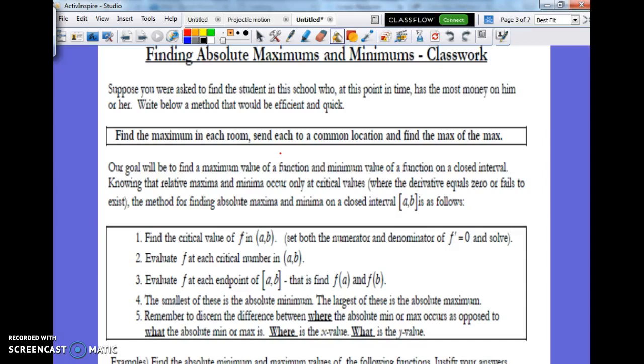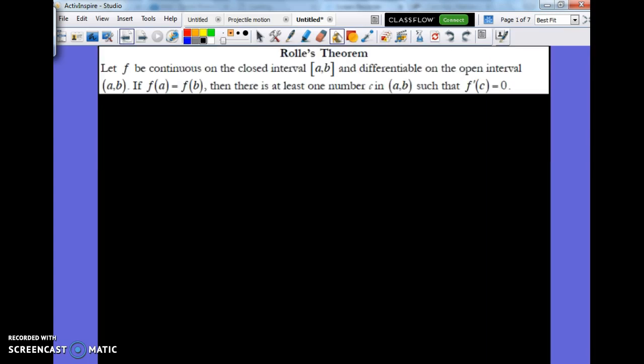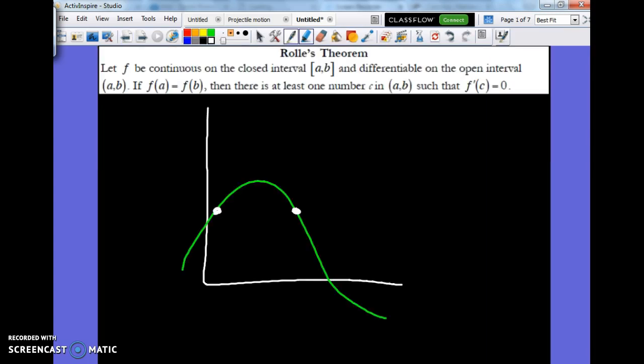Okay, now I want you to know, finding absolute maximums and minimums are pretty easy. Taking this back a little bit, Rolle's theorem showed us how when you had a graph such as this one, where the two y values are the same, then there's at least one point in between where the slope is zero. And in this graph you see it; it's right here.